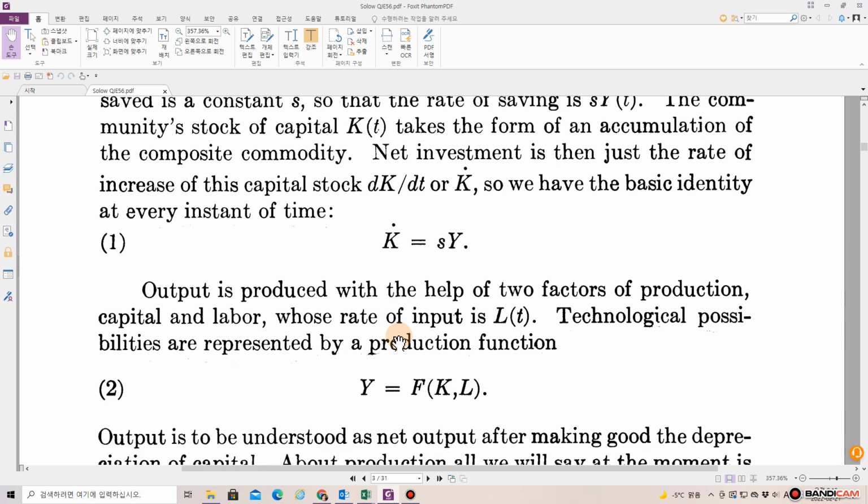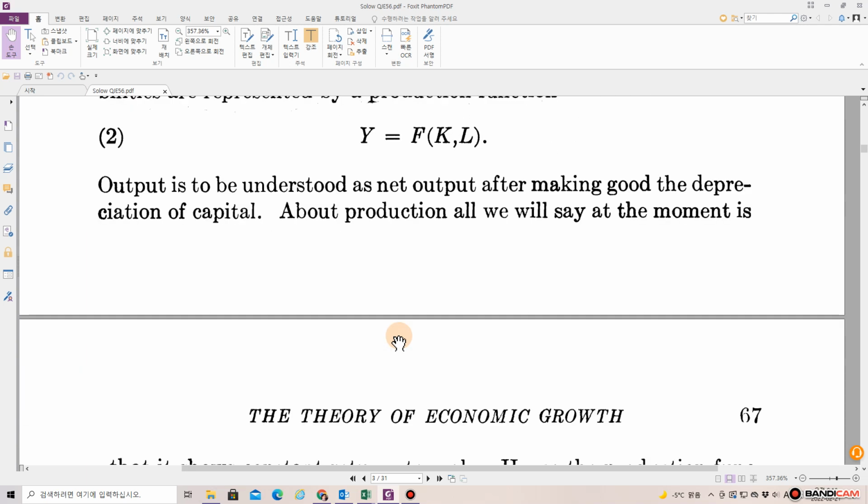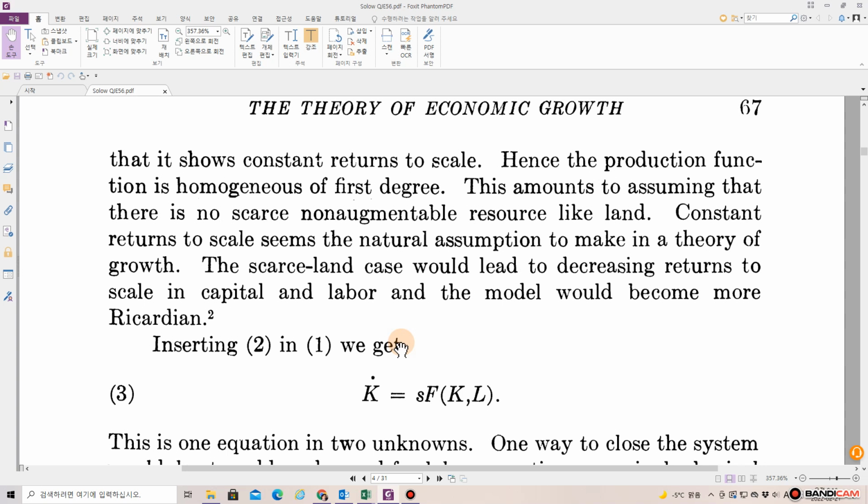Output is produced with the help of two factors of production, capital and labor, whose rate of input is L(t). Technological possibilities are represented by a production function Y = F(K, L). Output is to be understood as net output after making good the depreciation of capital. About production, all we will say at the moment is that it shows constant returns to scale. Hence, the production function is homogeneous of first degree.